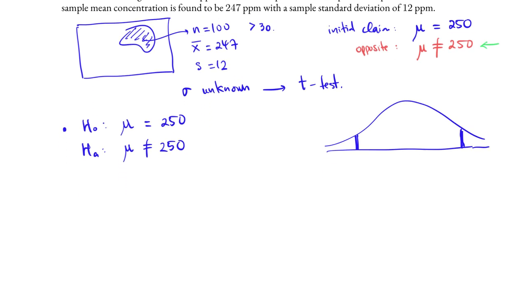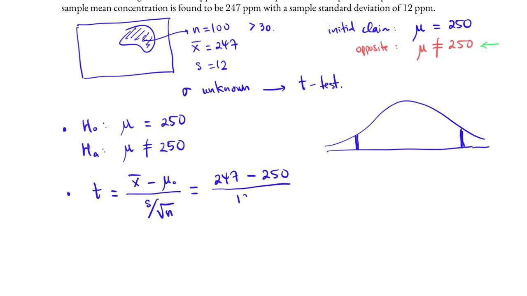Next, we compute the test statistic t. The test statistic t is x bar minus mu sub 0 divided by s over the square root of n, because sigma is not known. X bar is 247. The null value is 250, divided by s, the standard deviation of the sample, which is 12, divided by the square root of n. The sample size is 100. Input this into a calculator, and we will get negative 2.5.